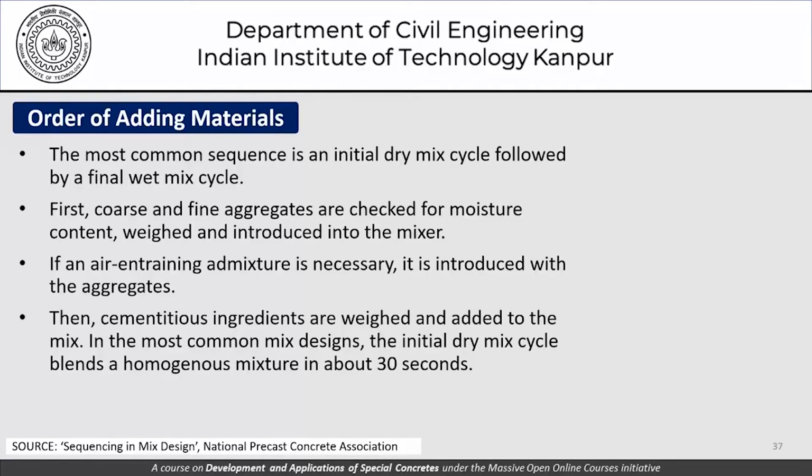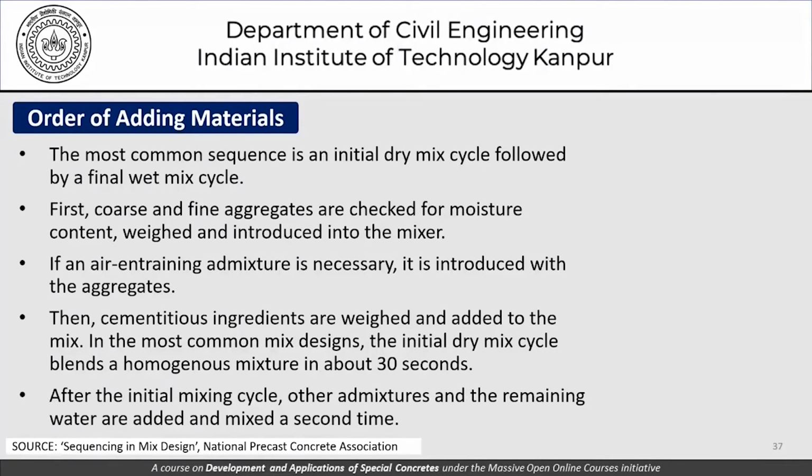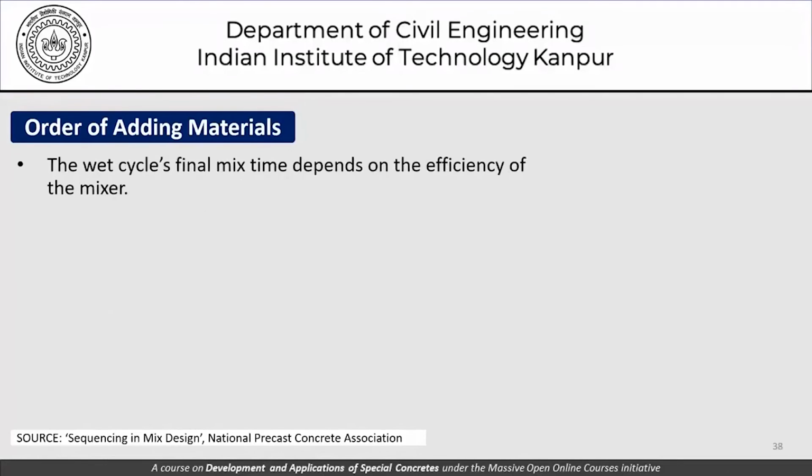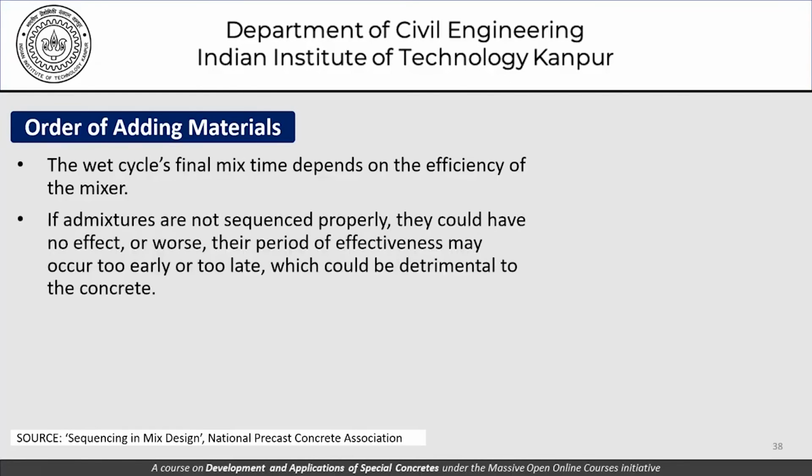Of course, this 30 seconds would depend on the power of the mixer and also the capacity and the volume of concrete involved. And after the initial mixing cycle, other admixtures and the remaining water are added and mixed a second time. So that is the second mixing cycle that we are talking about. The wet cycle's final mixing time depends on the efficiency and the power of the mixer and also the kind of concrete being used and the volume. If admixtures are not sequenced properly, they could have no effect, or worse, their period of effectiveness may occur too early or too late, which could obviously be detrimental as far as properties of concrete are concerned.